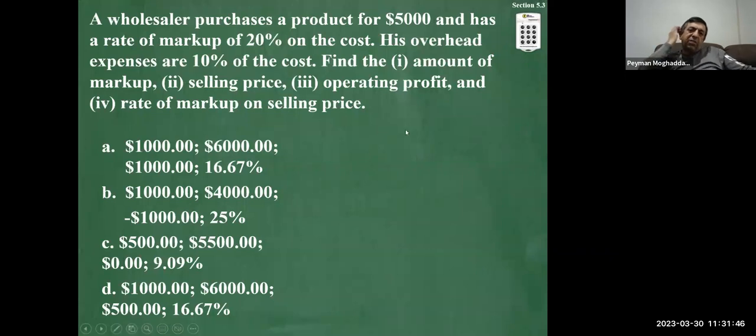A wholesaler purchased a product for $5,000 and has a rate of markup of 20% on the cost. So the cost is 5,000 and you have a markup of 20% of the cost. Okay. His overhead expenses are 10% of the cost. Find the amount of markup, selling price, profit, and rate of markup on selling price. Okay, I'll give you a few minutes for this as well, guys.